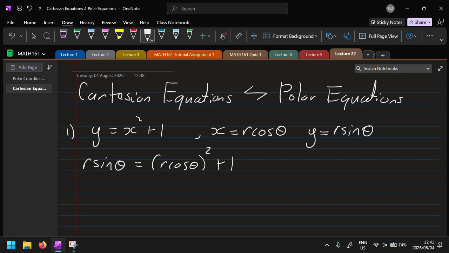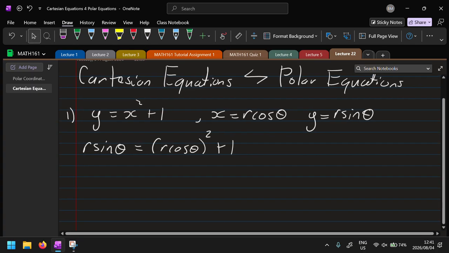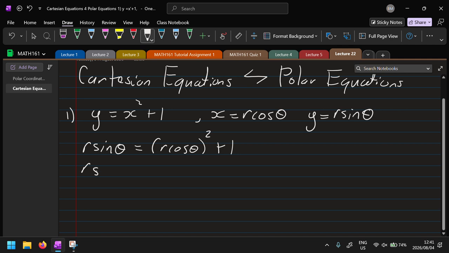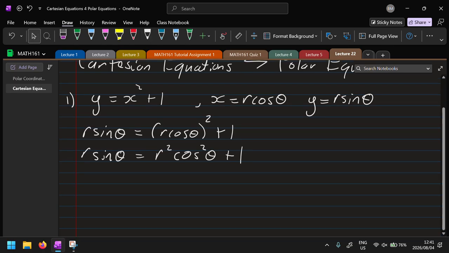We can multiply that out a little bit. So we've got r sin theta is equal to r squared cos squared theta plus 1. And now we can solve for r as a function of theta, just like we had y as a function of x. Make sense? So in the beginning, we had y as a function of x. We want to convert that to polar. So now it will be r as a function of theta after converting.